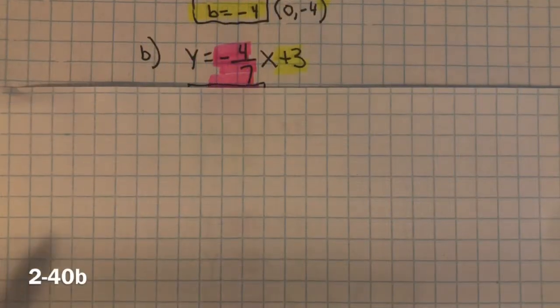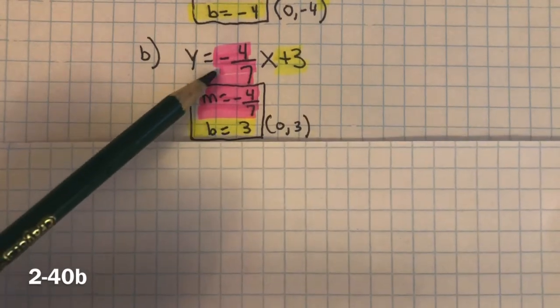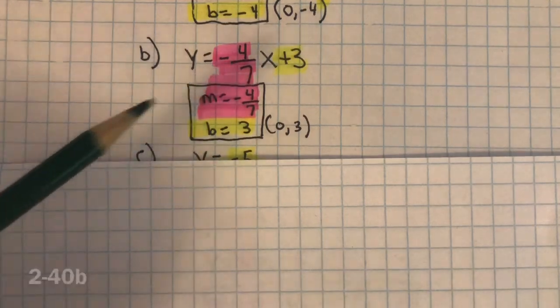Problem B, y equals -4/7 x plus 3. The slope is -4/7. The y-intercept is +3.